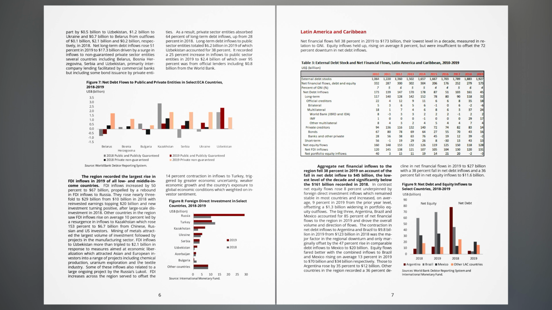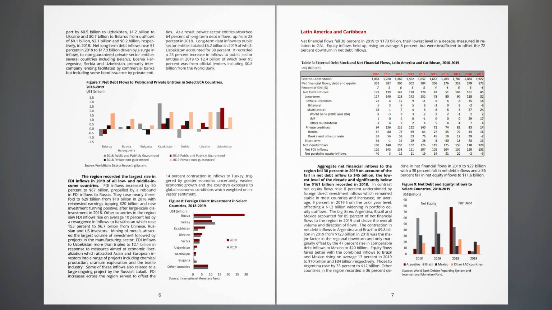The Big Three, Argentina, Brazil and Mexico, accounted for 85% of net financial flows to the region in 2019 and drove the overall volume and direction of flows. The contraction in net debt inflows to Argentina and Brazil to $9.8 billion in 2019 from $123 billion in 2018 was the major factor in the regional downturn, and only marginally offset by the 47% rise in comparable debt inflows to Mexico to $20 billion.